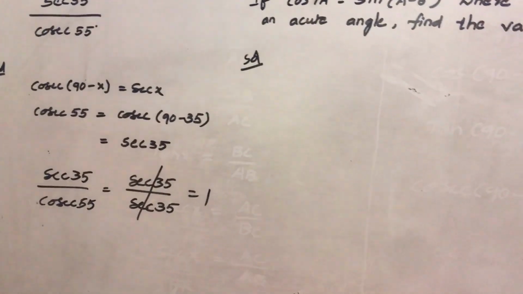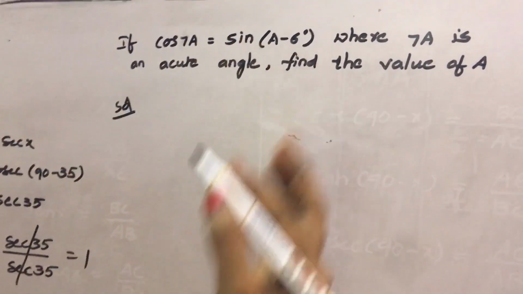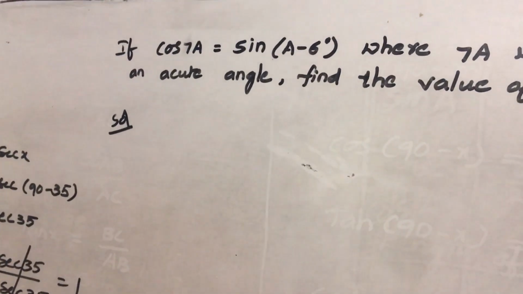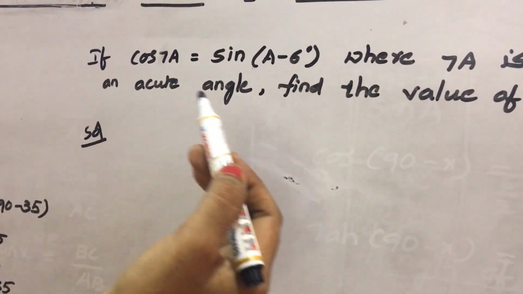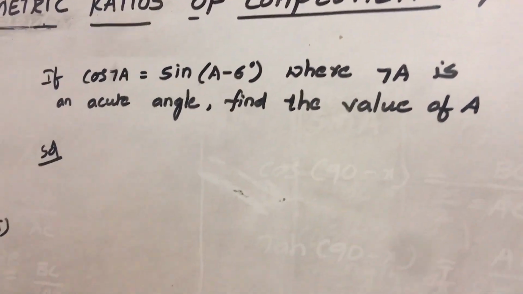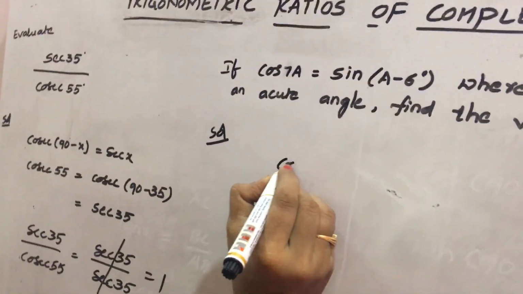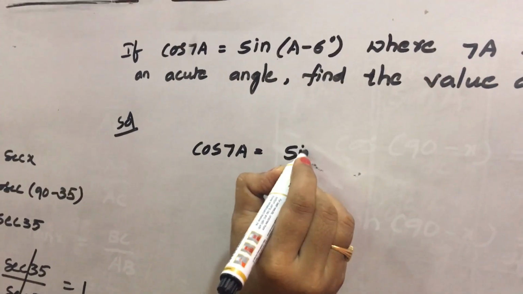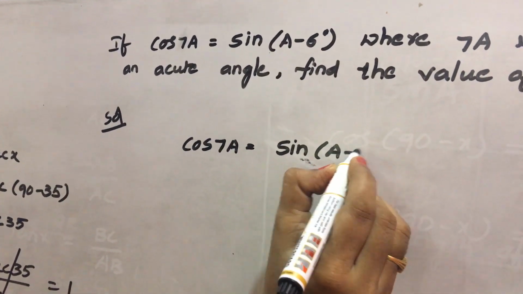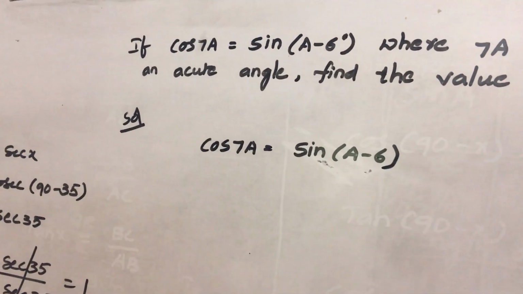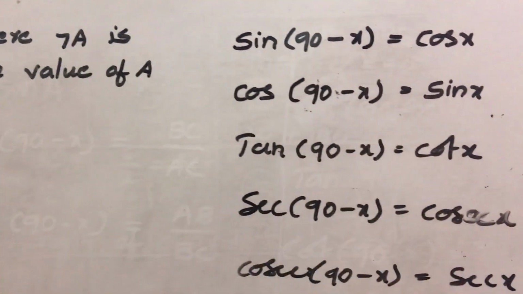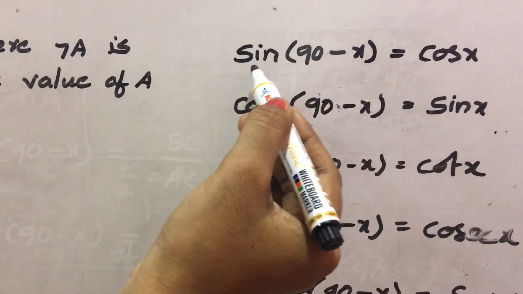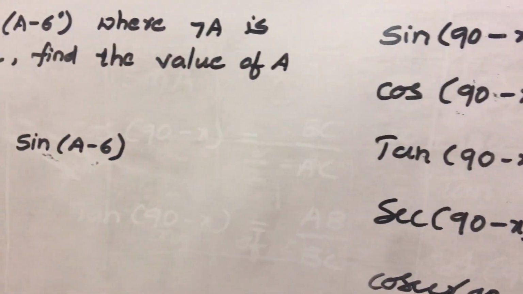Now let us see one more problem. If the problem is given like this, if cos 7A is equal to sin(A minus 6 degrees), where 7A is an acute angle, find the value of A. See here, what is given? Cos 7A is equal to sin(A minus 6). But we know cos(90 minus x) is equal to sin x, and sin(90 minus x) is equal to cos x.